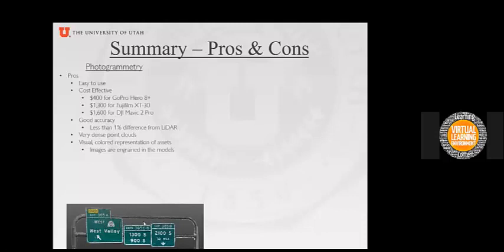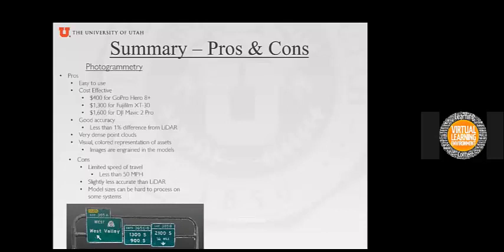Cons, right now it is limited by your speed of travel. You really want to be going less than 50 miles per hour. I can see that changing based on the sensors that are used. But as for the case studies we did, we were limited by 50 miles per hour. Slightly less accurate than LiDAR, and model sizes can be hard to process on some systems. As I mentioned, they're very large models, and if you don't have a powerful processor, it's going to be pretty aggravating trying to get through this processing.